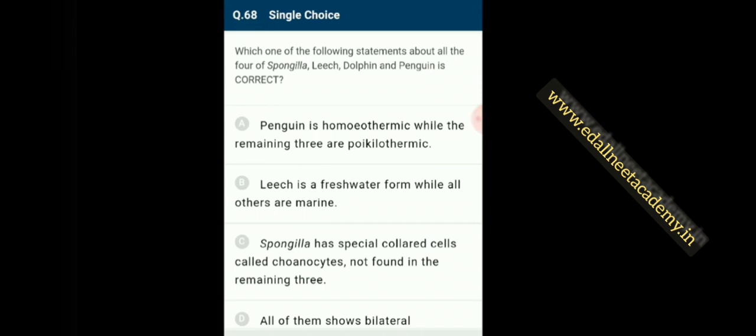Spongilla is a freshwater sponge found in lakes and slow streams. They remain attached to rock and log surfaces and filter water using their special cells called choanocytes. It obtains its nutrients through this process. The symmetry of leech, penguin and dolphin is bilateral, whereas Spongilla is asymmetrical. So the answer for this question is option C. Spongilla has special cells called choanocytes not found in the remaining 3 organisms.